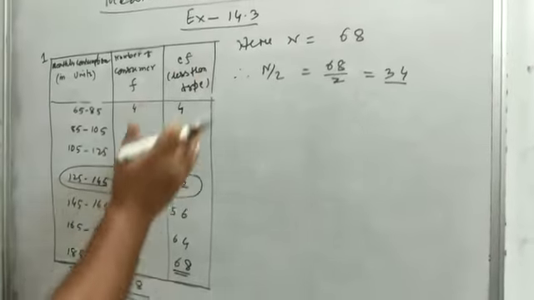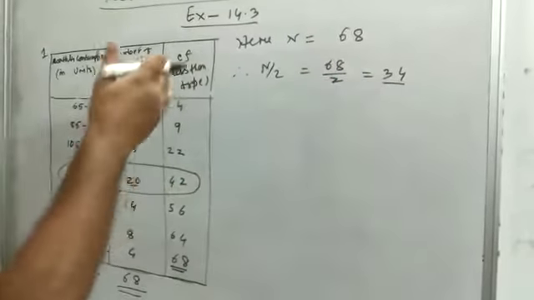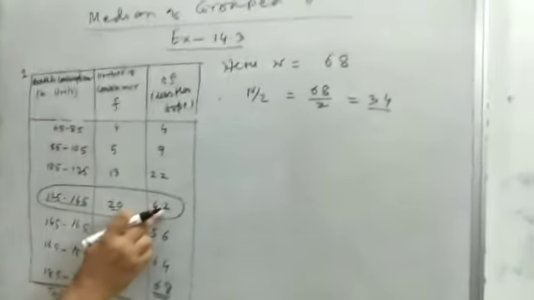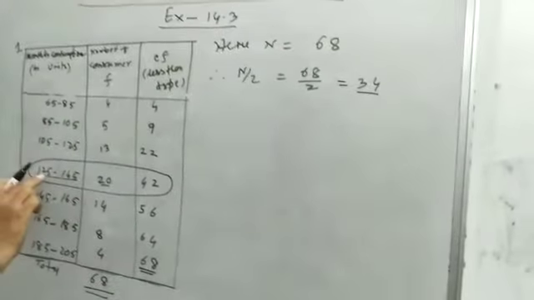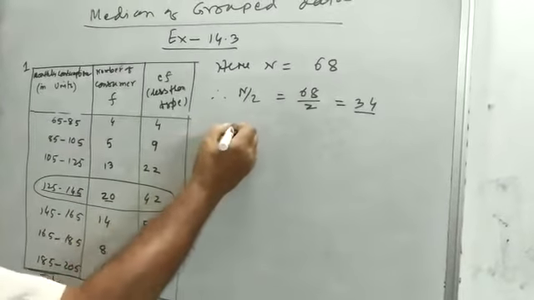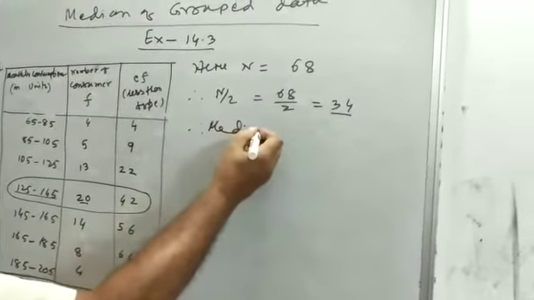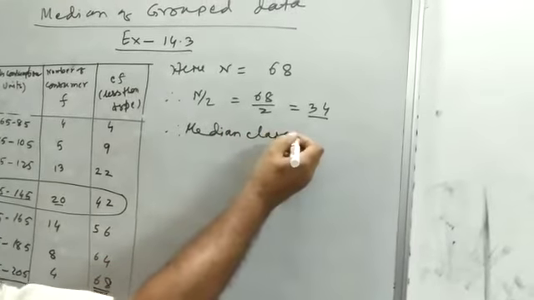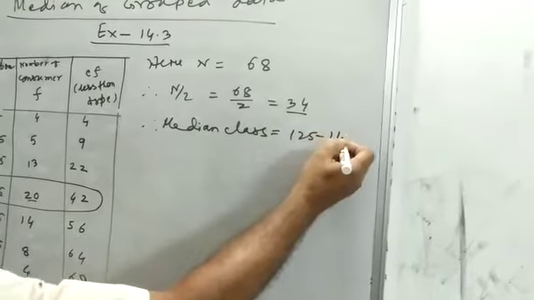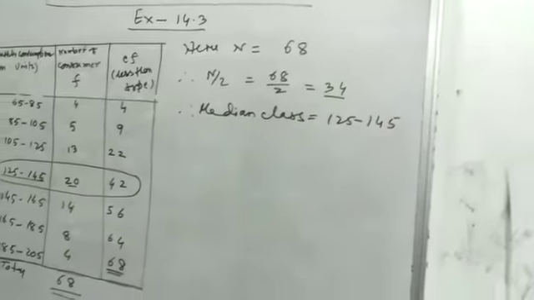I think you understood that n by 2 is 34. Here, just greater than 34 in CF, not F, is 42, and the respective class interval is 125 to 145. So this is the median class. Therefore we can write that the median class is 125 to 145.